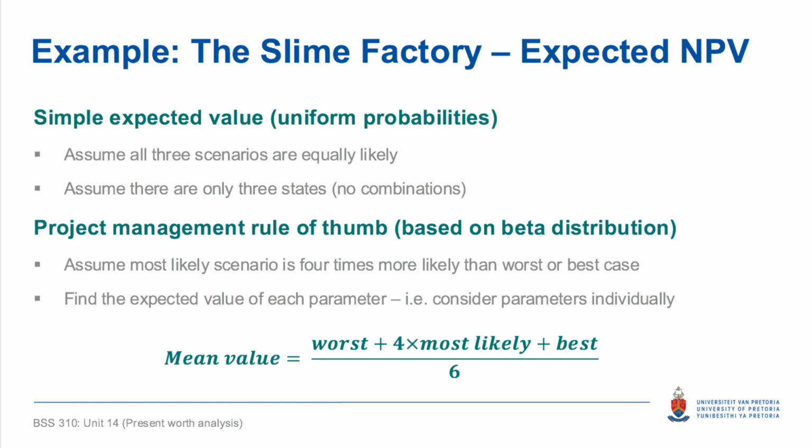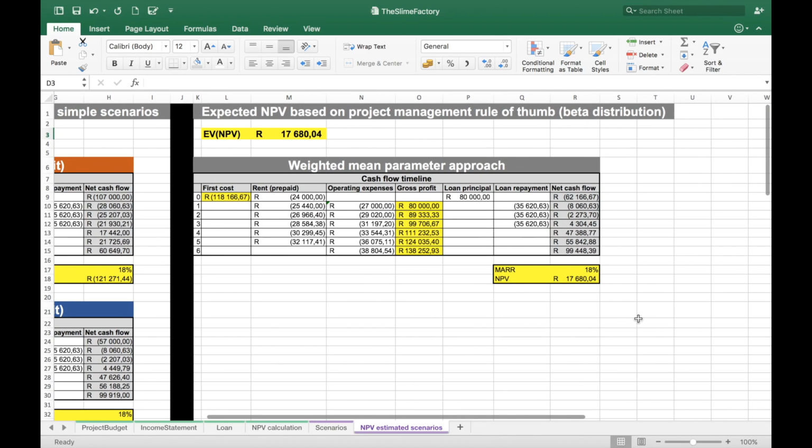The mean value of any parameter is the worst case value plus 4 times the most likely case, plus the value of the best case scenario, divided by 6. Let's see what that looks like in Excel. To the right of the black divider, I've now executed this approach. The two values that vary with my scenarios are my first cost and my gross profit. So I don't need to do any calculations with the rest of the numbers in this table.